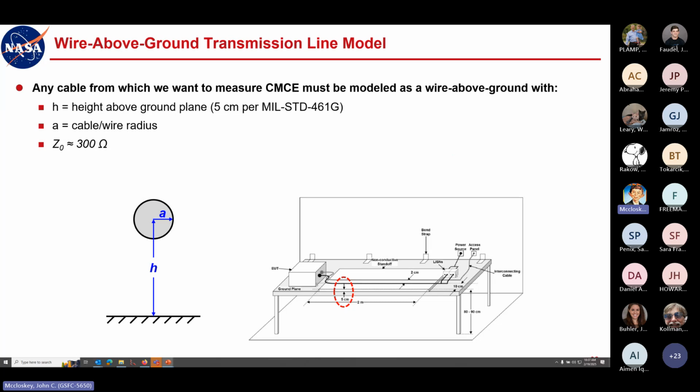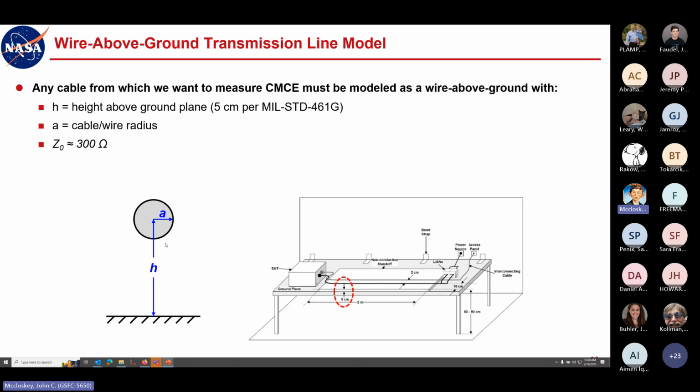So any cable from which we want to measure the common mode current must be modeled as a wire above ground. So our height above the ground is 5 centimeters per the mill standard. And A is our cable wire radius. And in the transmission lines session, I talked about how you can calculate this, but this type of configuration is going to give you a characteristic impedance on the order of 300 ohms.